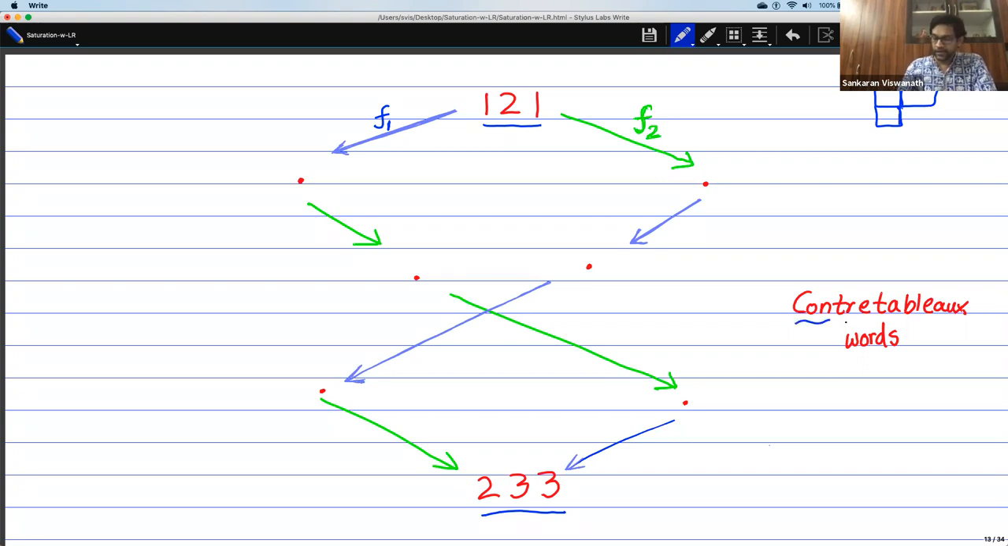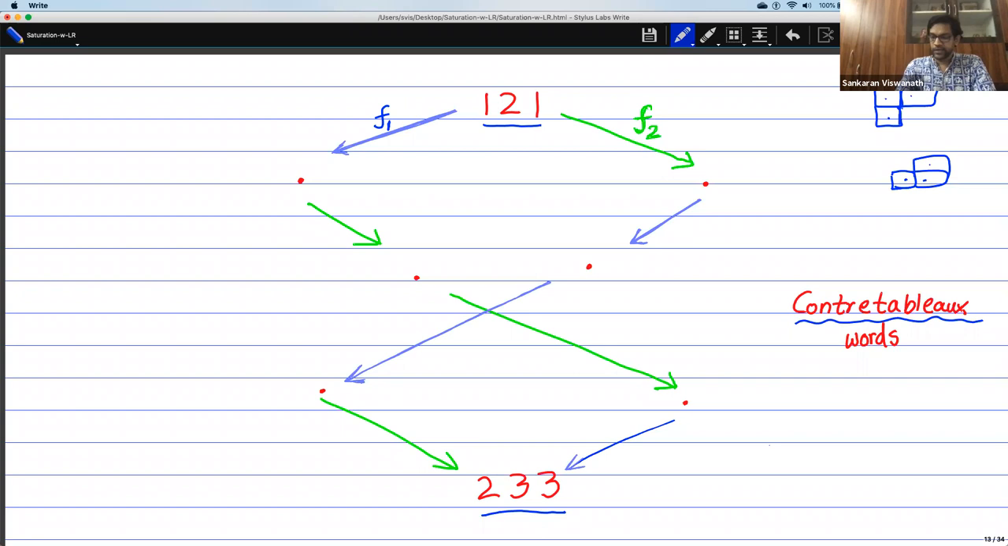Okay, and in this particular case, this model is what's called the contre tableau, the words which come from what are called contre tableau, which is not tableau written out in this way, but rather tableau which are like this. Okay, but anyway, let me not get into that right now.